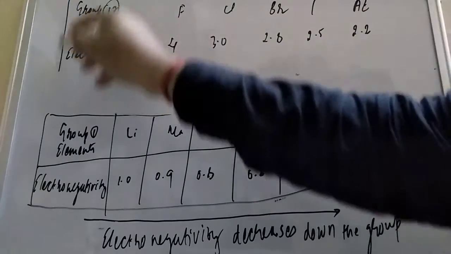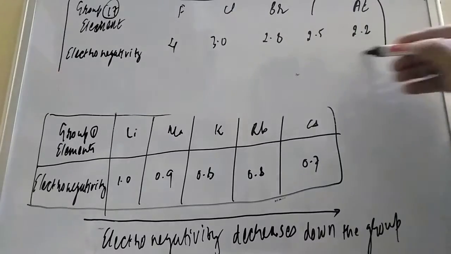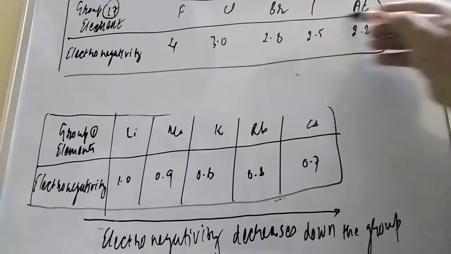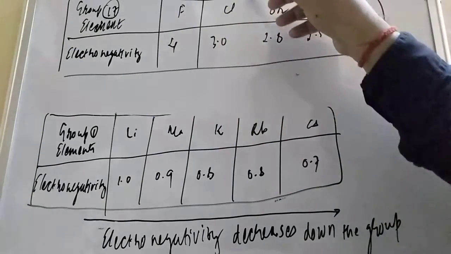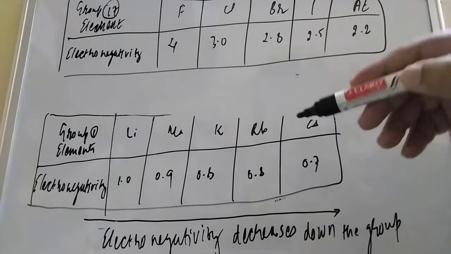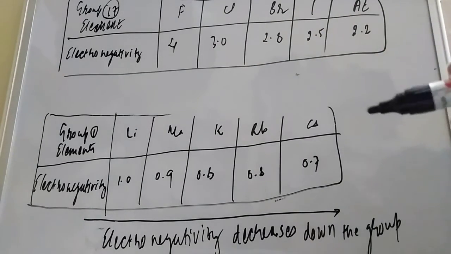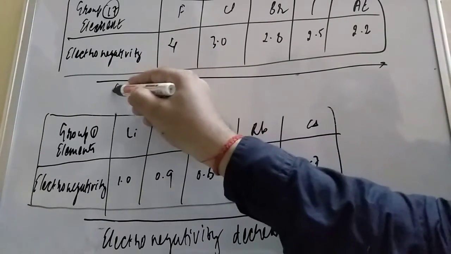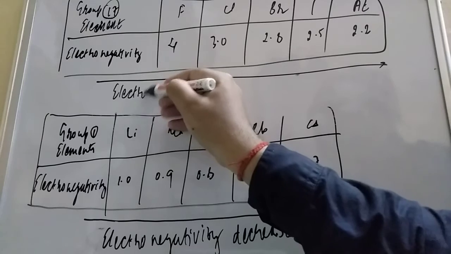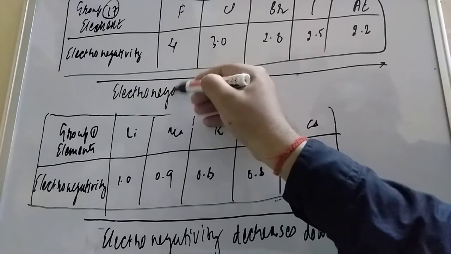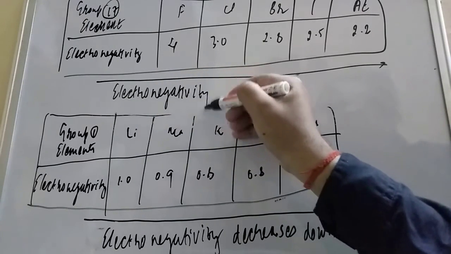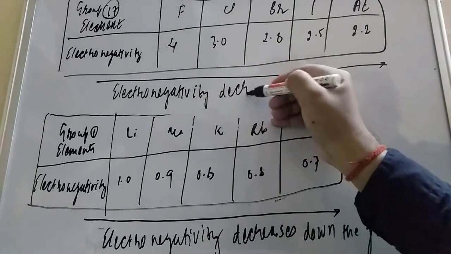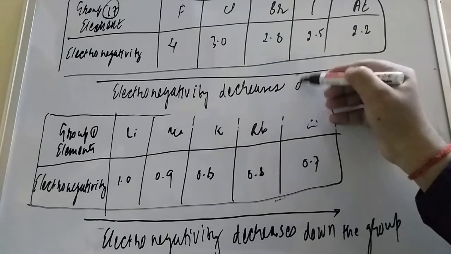So what you are observing from the data given by Pauling is that the electronegativity value continuously decreases down the group. When you are moving down the group, the electronegativity value decreases.